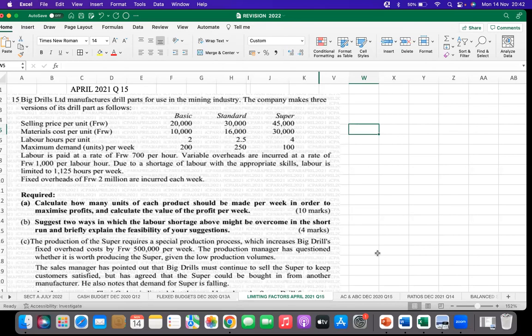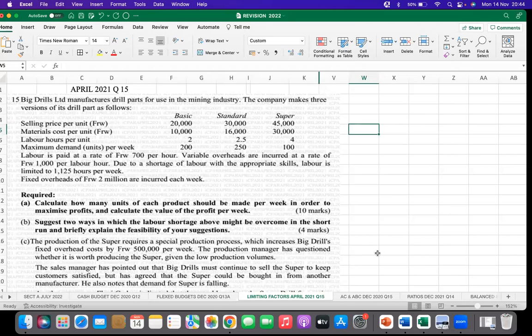Variable overheads. We are in the topic decision making now, and in which subtopic? Limiting factors under decision making. Remember that. So labor is paid at a rate of 700 per hour. Variable overheads are incurred at a rate of 1,000 per hour. Due to shortage in labor with the appropriate skills, labor is limited to 1125 hours per week. Fixed overheads are 2 million, which are incurred each week.